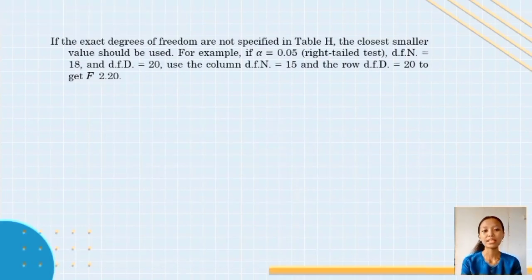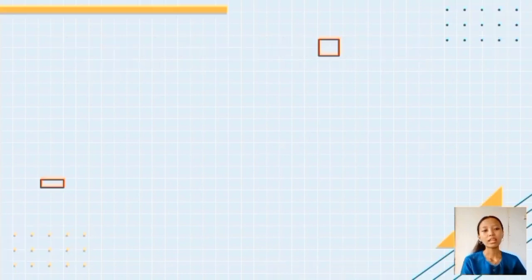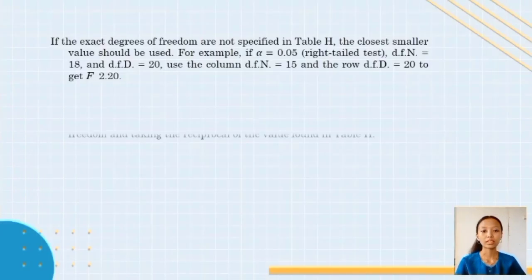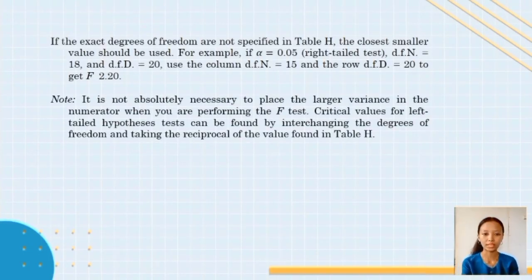Now remember, class, if the exact degrees of freedom are not specified in table H, the closest smaller value should be used. For example, if our significance level is 0.05 and it is a right-tailed test and our DFN equals 18 and DFD equals 20, since 18 is not in the table, we are going to use the column of DFN 15, the row DFD 20, to get the critical value of 2.20.